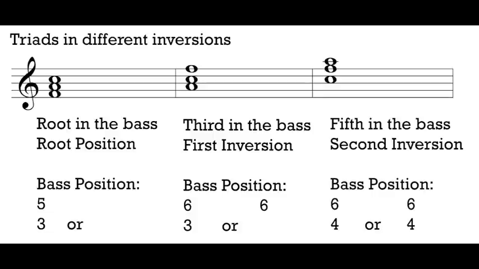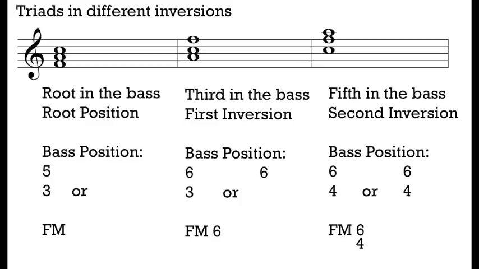Second inversion, again, has its own intervals. Our bass note is a C, and so if we look at the intervals above that bass, we see that C to A is a sixth, and C to F is a fourth. 6-4 is the long form bass position symbol to indicate that a chord is in the second inversion. And we notice that, sadly, there's no way to shorten this, right? Just 6 was already taken, and so we're always going to be writing 6-4 for our triads in second inversion.